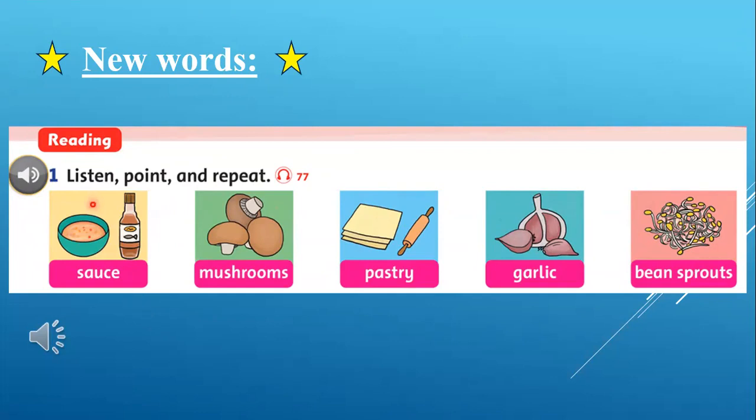Sauce. Mushrooms. Pastry. Garlic. Bean sprouts. Pastry, bean sprouts, mushrooms, garlic.